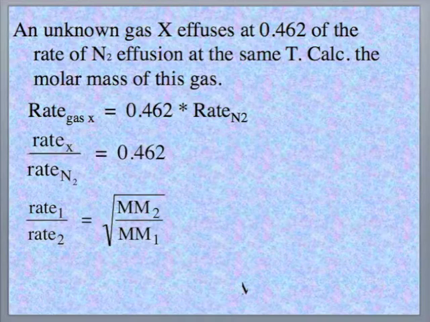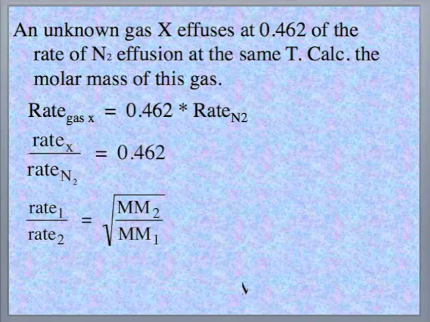And we're now able to state our Graham's law of effusion ratios. Rate of gas 1 divided by the rate of gas 2 equals the square root of the molar mass of gas 2 over gas 1.